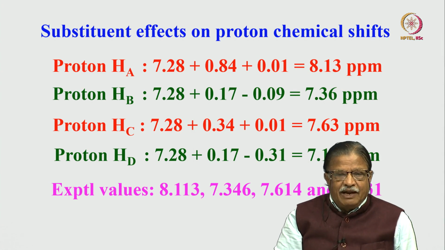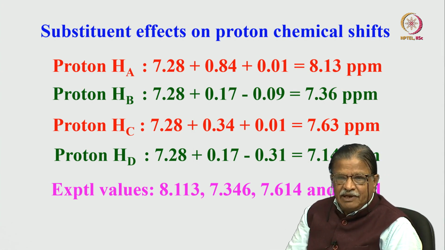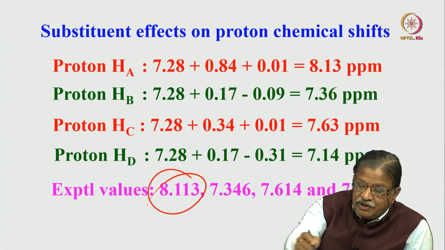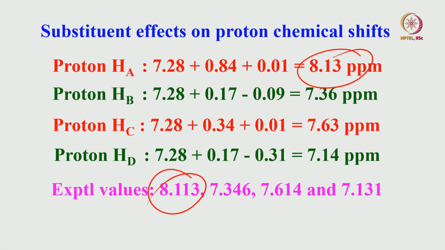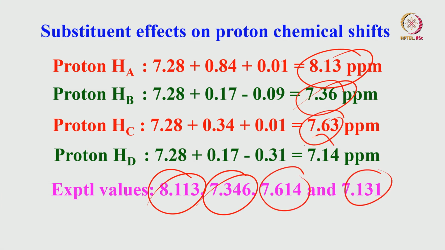Now, what are the experimental values? These are the experimental values. Look at it, 8.113, this is 8.13, 7.346, 7.36, 7.61, 7.63. Fairly accurate. Very precisely we could do that. You see, we can predict the values of the proton chemical shifts.